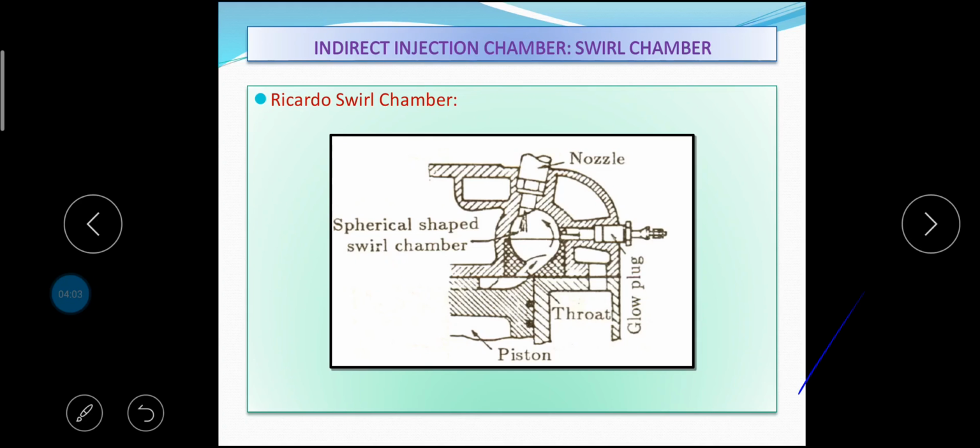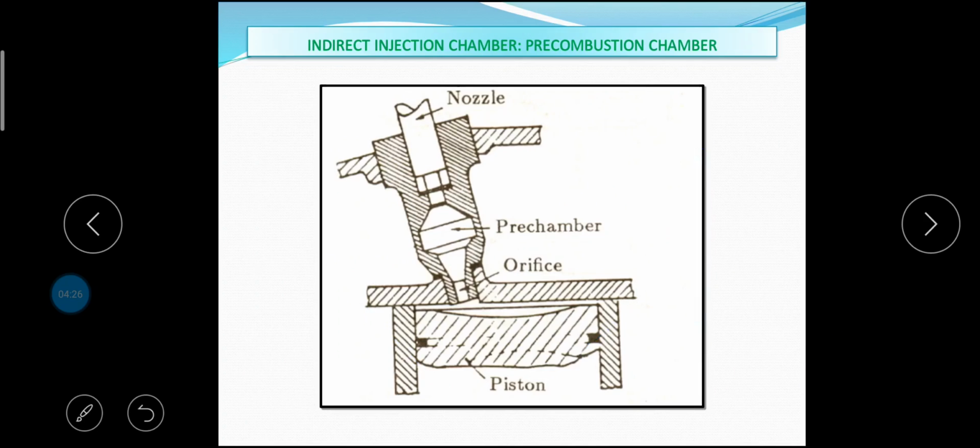This causes considerable heat loss to the walls of the passage, which can be reduced by employing a heat insulated chamber. This is the nozzle, this is the glow plug, this is the throat, piston, this is the spherical shaped swirl chamber. However, in this type of combustion chamber, even with a heat insulated passage, the heat loss is greater than that in an open combustion chamber which employs induction swirl.